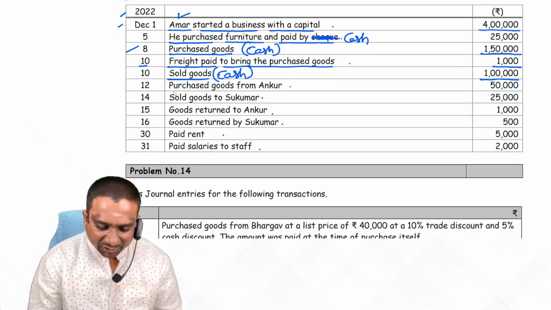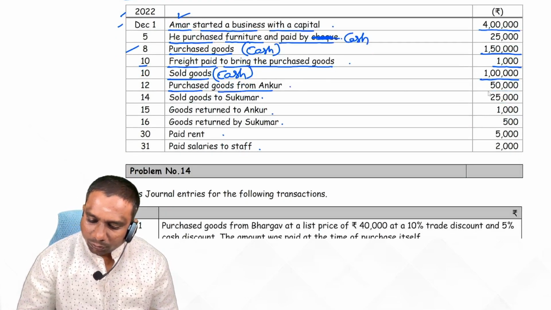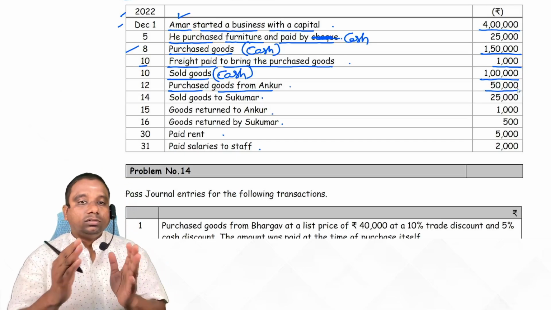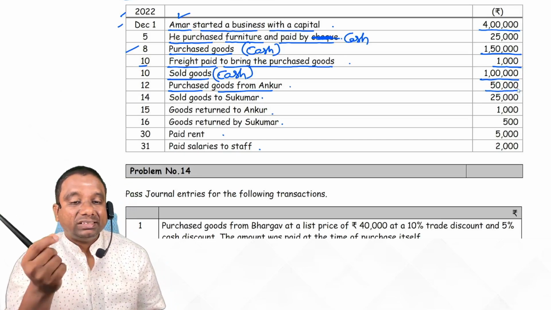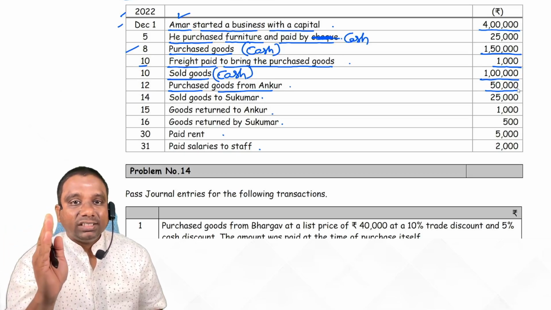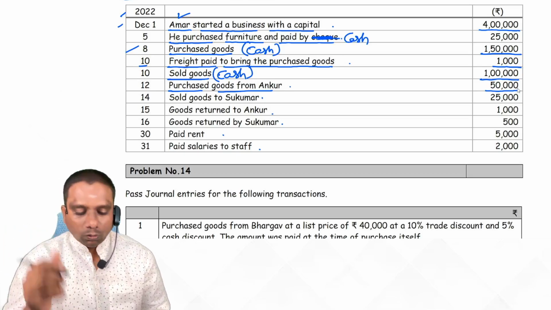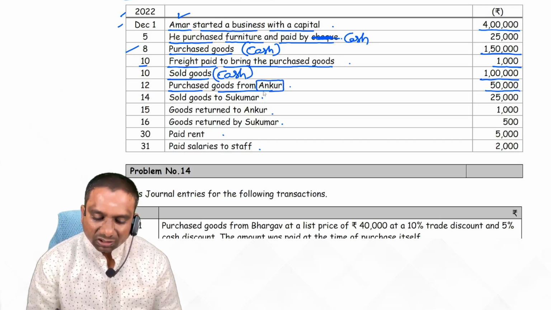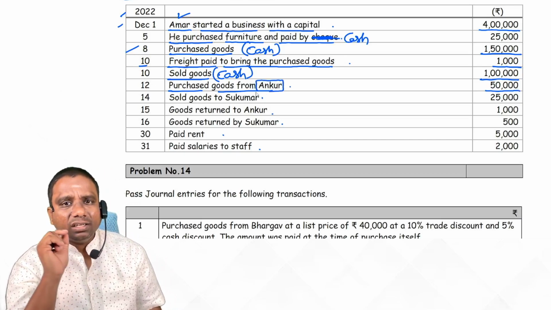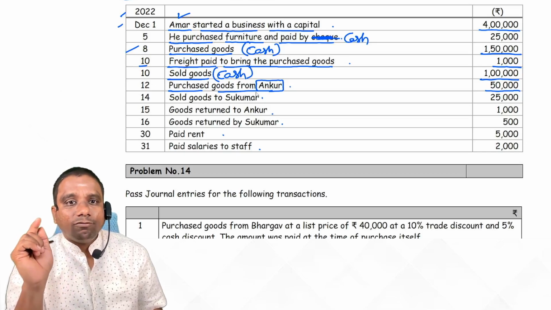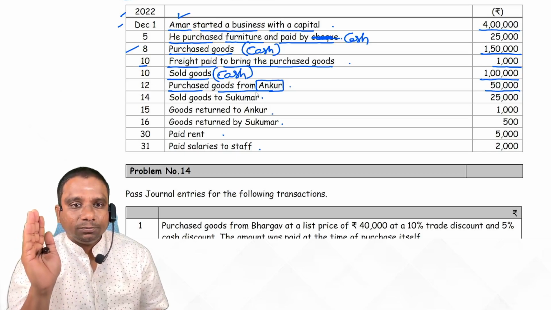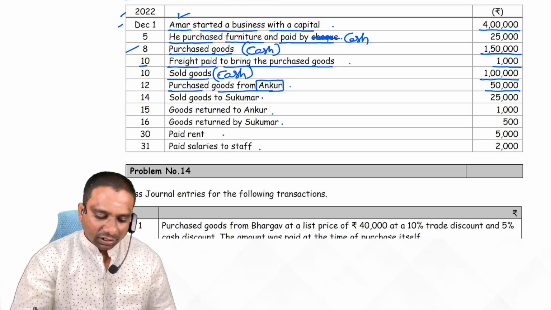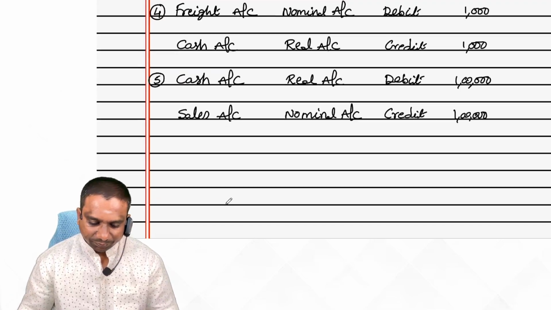Next one. Purchased goods from Ankur 50,000. Now, observe, is this a cash purchase or credit purchase? They said purchased goods from Ankur. Ankur is nothing but our supplier, creditor. How much amount? 50,000. Now it is a credit transaction. Observe.